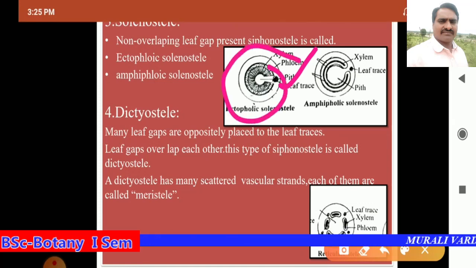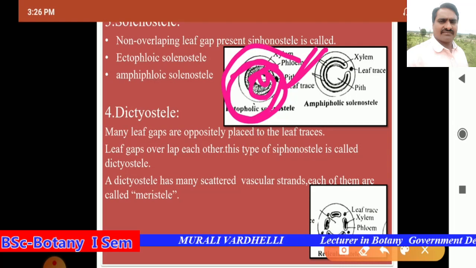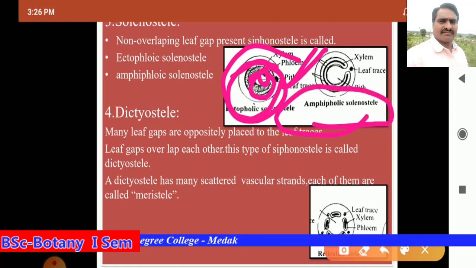In this solenostele we have only one leaf gap, and in the middle of the vascular cylinder is pith, surrounded by xylem and surrounded by phloem. This type is called ectophloic solenostele. Where phloem is present on both sides of the xylem, the type is called amphiphloic solenostele. So solenostele is again divided into two types. One is ectophloic solenostele, second one is amphiphloic solenostele, right?